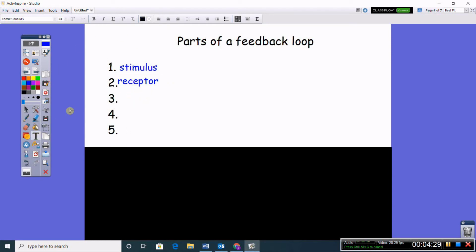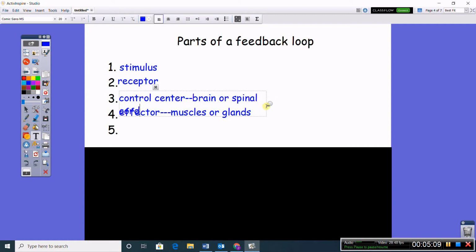Then that receptor is going to send an afferent message to the control center. The control center is going to be something like your brain or your spinal cord. And then your control center is going to send an efferent message to an effector. Effectors are always going to be your muscles or your glands. Remember, we said the control center is going to be your brain or your spinal cord.